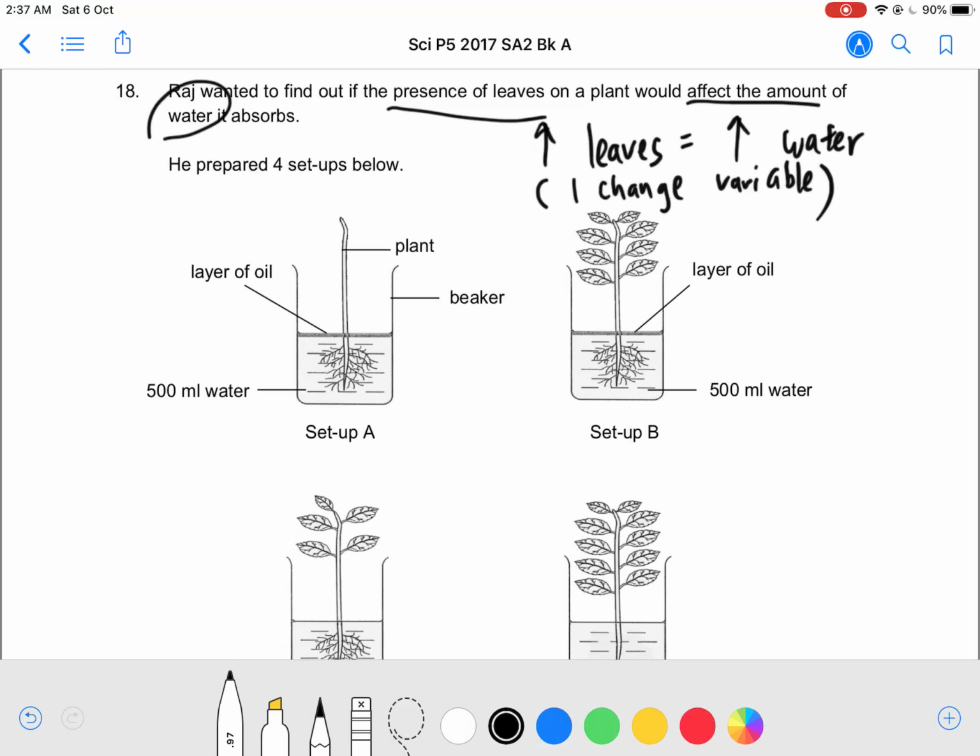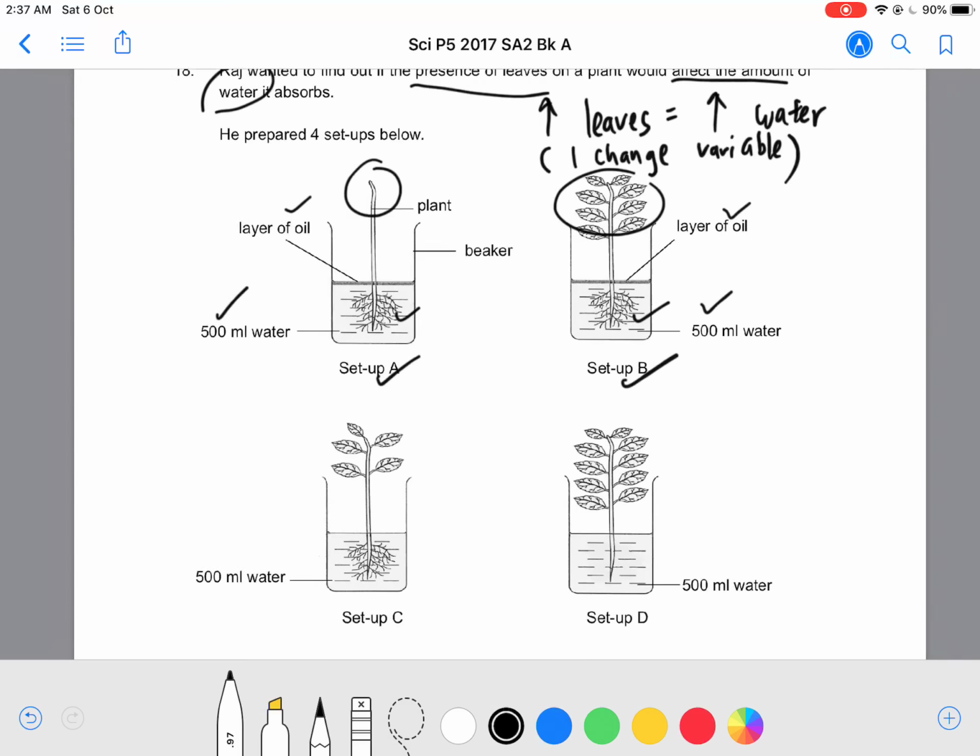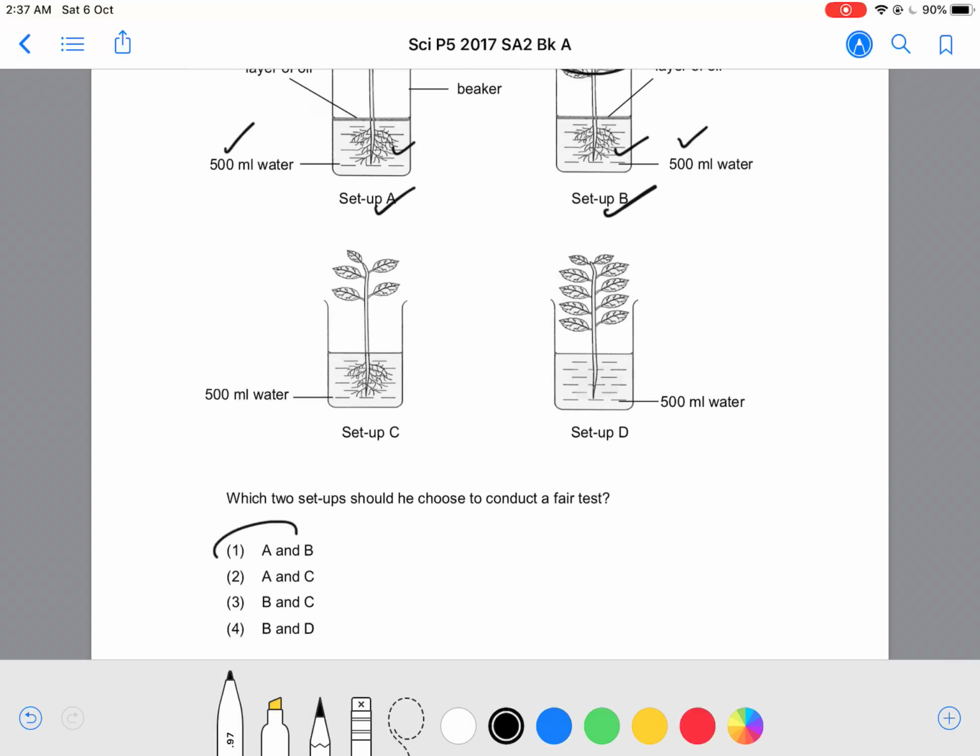So let's take a look. Let's do a bit of guessing and checking. A and B then. For A and B, the water must be the same. There's a layer. The plant has the roots, yes. And the only difference is this one has no leaves, this one has leaves. Isn't that the changed variable that we want? So A and B will be a good fair test. Already option 1 is out.